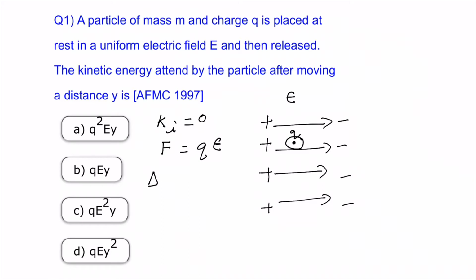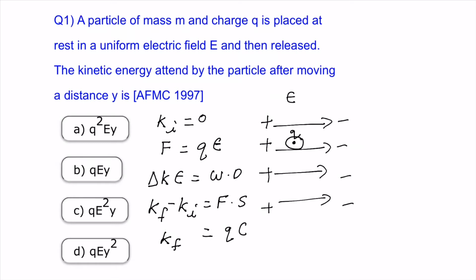Now we already know this equation: change in kinetic energy is equal to work done. You learned this equation in 11th standard. Change in kinetic energy means Kf minus Ki is equal to work done. What is work done? F into S or F dot S. Now Kf minus 0 is Kf, which is equal to F, that is qE, into the displacement, which as per the question is y. So qEy is the final kinetic energy attained by the charge when it is placed in an electric field. So option B is the correct answer.